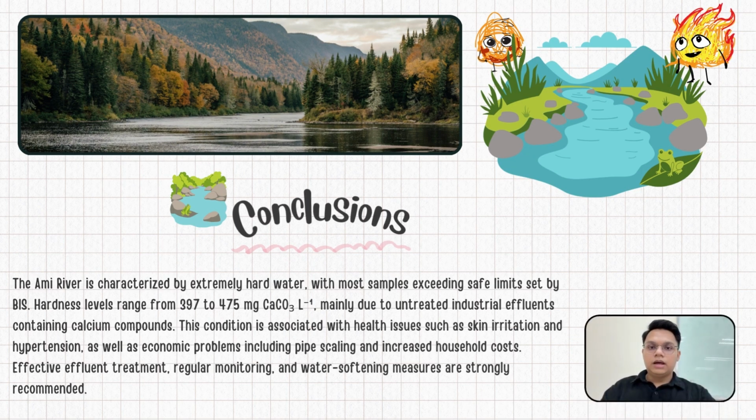In conclusion, the Ami River has very hard water, with most samples showing hardness levels higher than the safety limit set by BIS. The hardness values range from 397 to 475 mg CaCO3 per liter and are mainly caused by untreated industrial waste that contains calcium compounds. This hard water can lead to health problems such as skin irritation and high blood pressure, and it also causes practical issues like pipe blockage, damage to appliances, and higher household expenses.